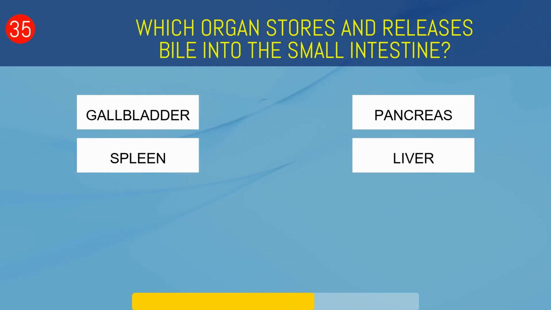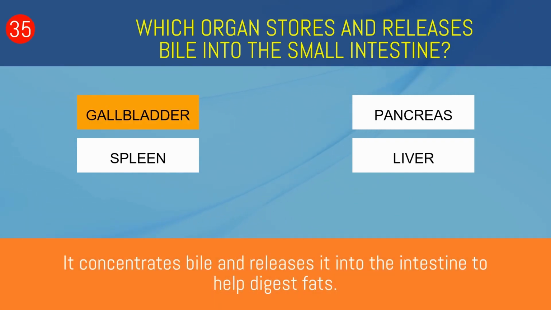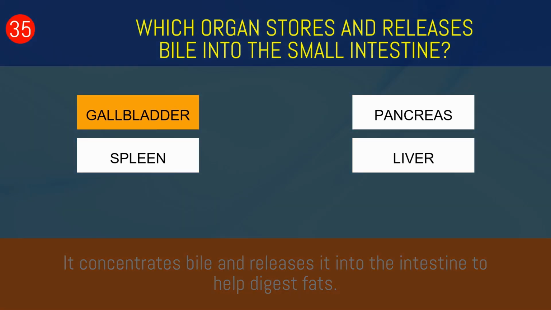Which organ stores and releases bile into the small intestine? Gallbladder, spleen, pancreas, or liver? Gallbladder. It concentrates bile and releases it into the intestine to help digest fats.